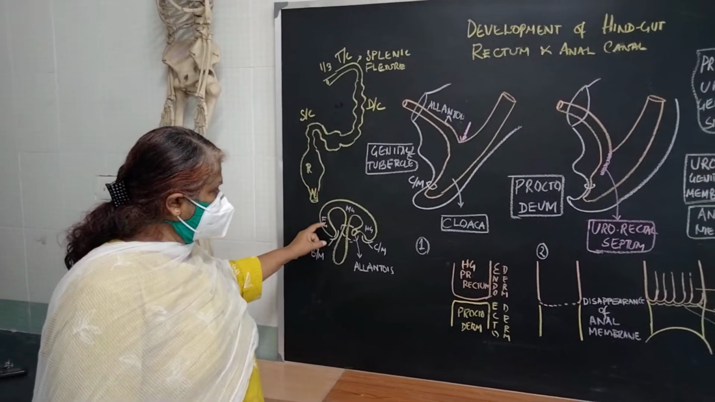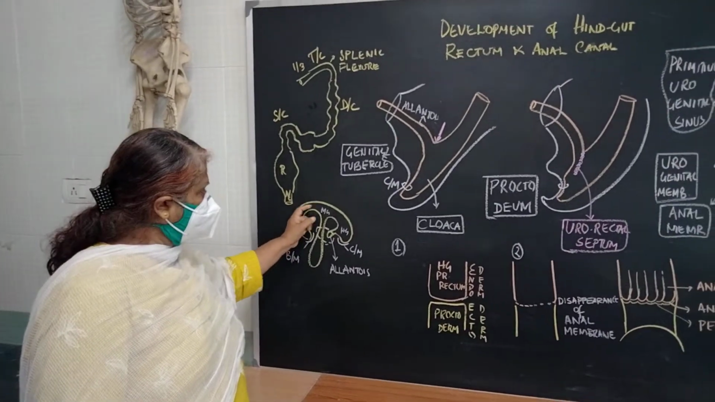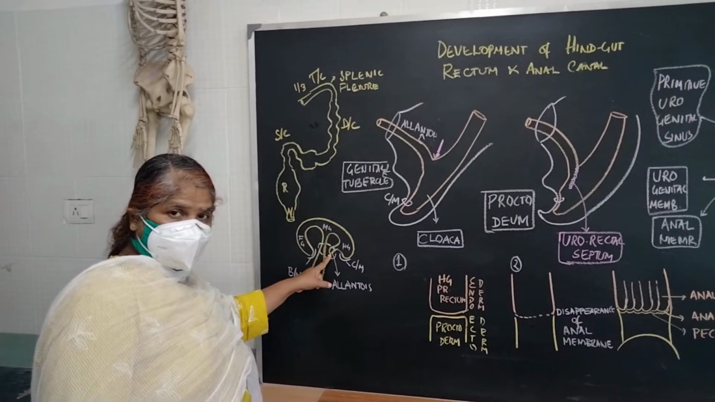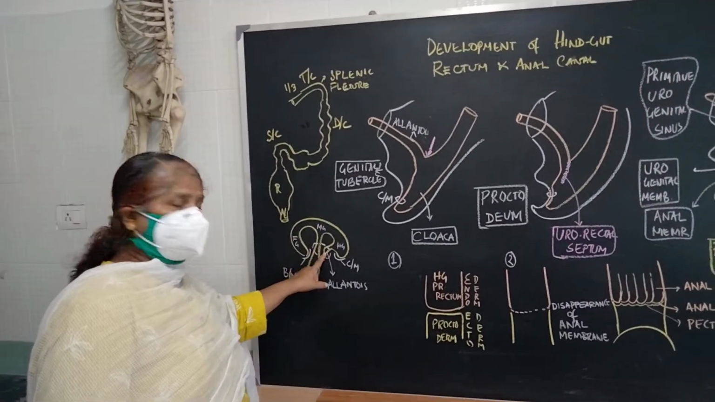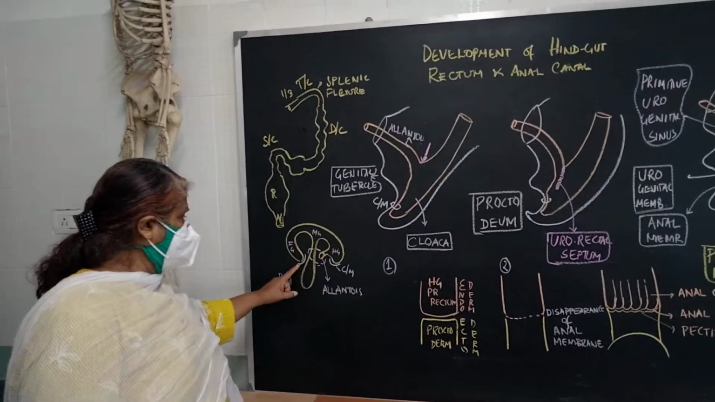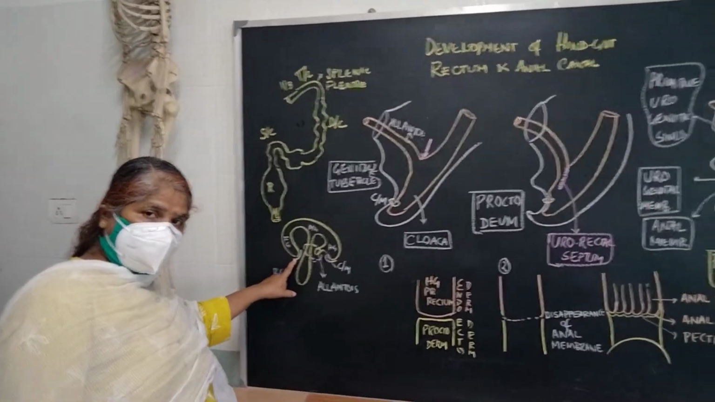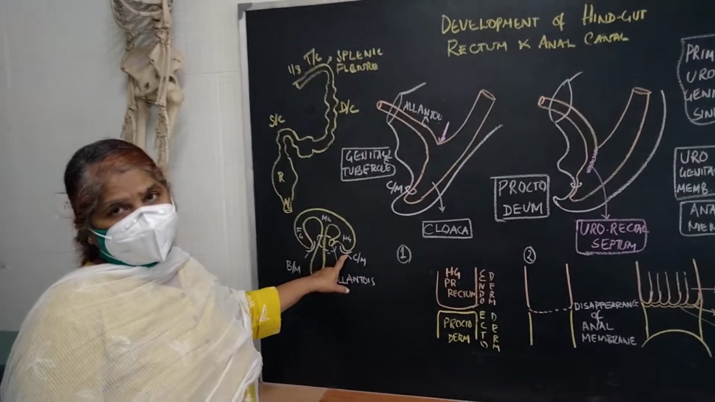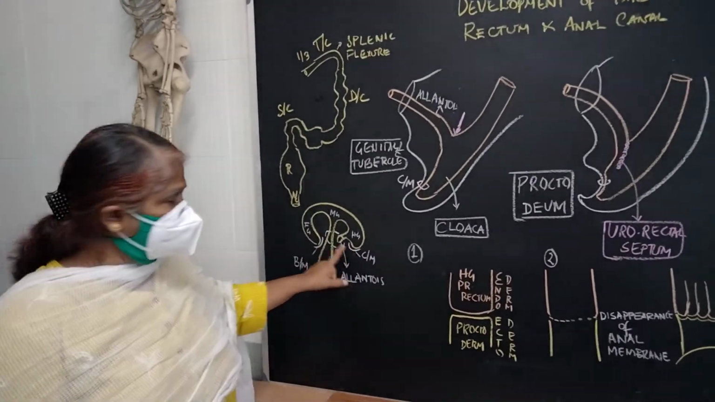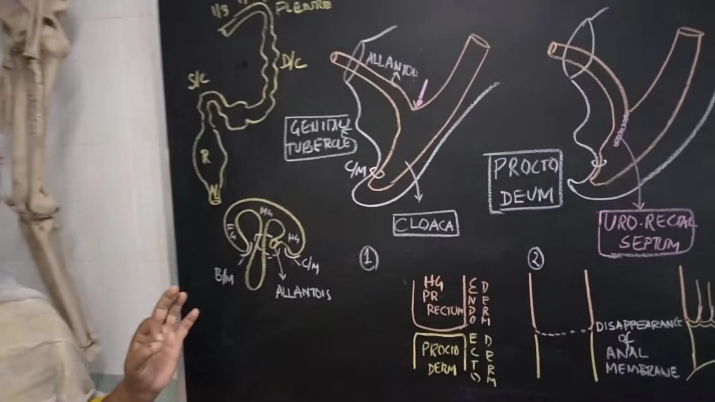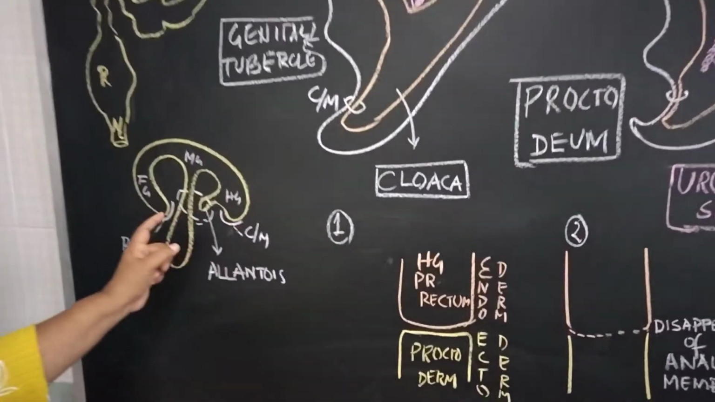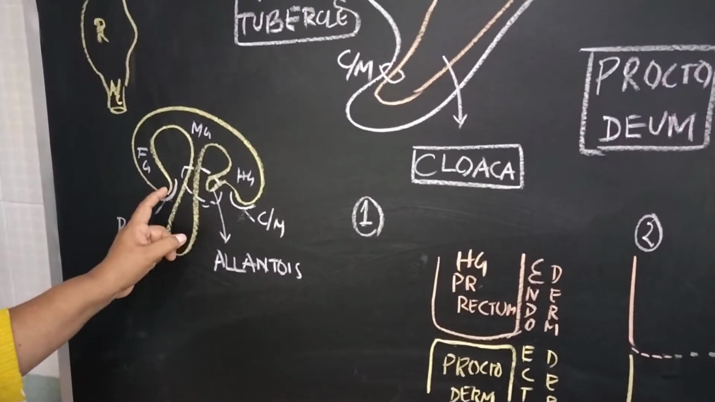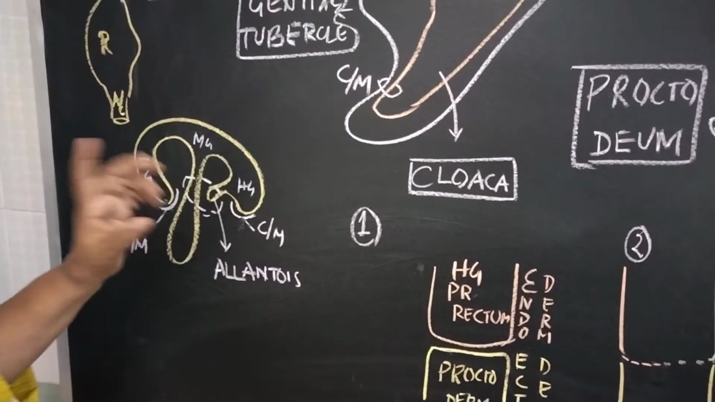Now let us see. Already we know that this is a gut tube having the foregut, midgut, and hindgut. A projection comes near the umbilicus along with the midgut tube, that is called the allantois. The foregut is covered by a membrane called the buccopharyngeal membrane or buccal membrane, and the hindgut is covered by a membrane called the cloacal membrane. These two membranes are only ectoderm and endoderm. They don't have any mesodermal tissue. So this is your buccopharyngeal membrane, and this is your cloacal membrane.